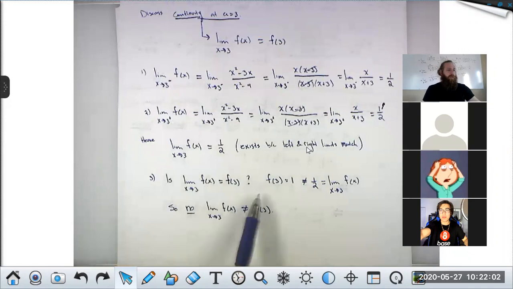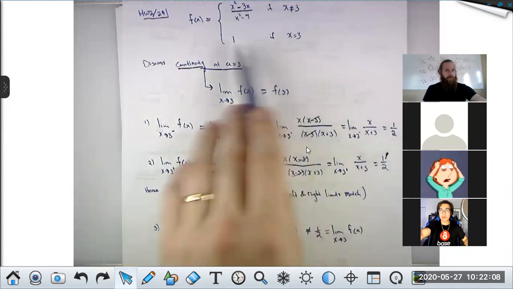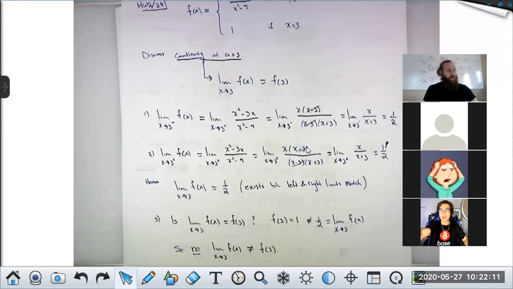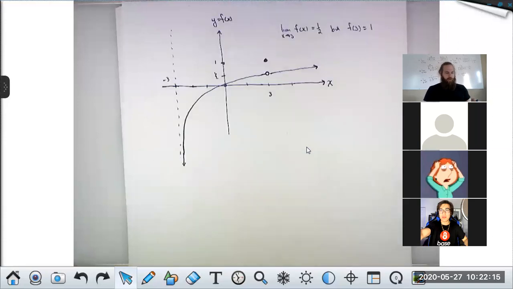And then we have to check if that's equal to the value of the function, which means you have to check if the function is defined there. It is. F of 3 is definitely defined. It's 1. But 1 is not equal to 1/2. So the function is not continuous. And that's the picture.